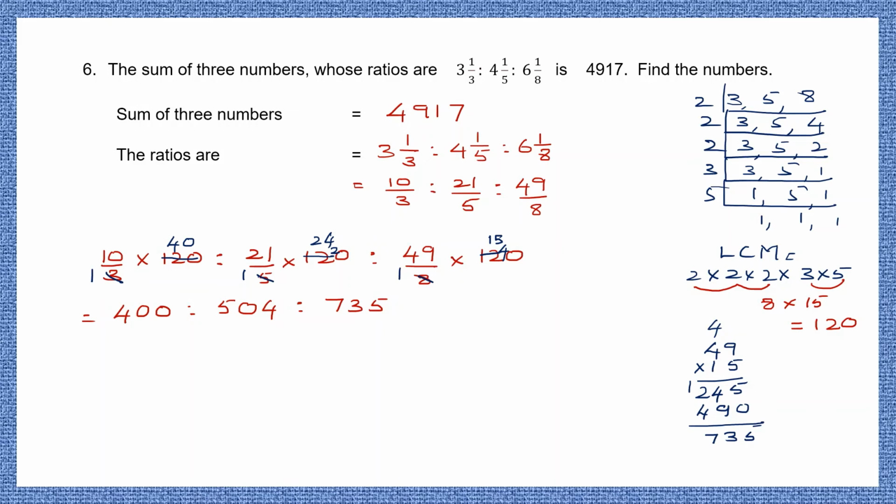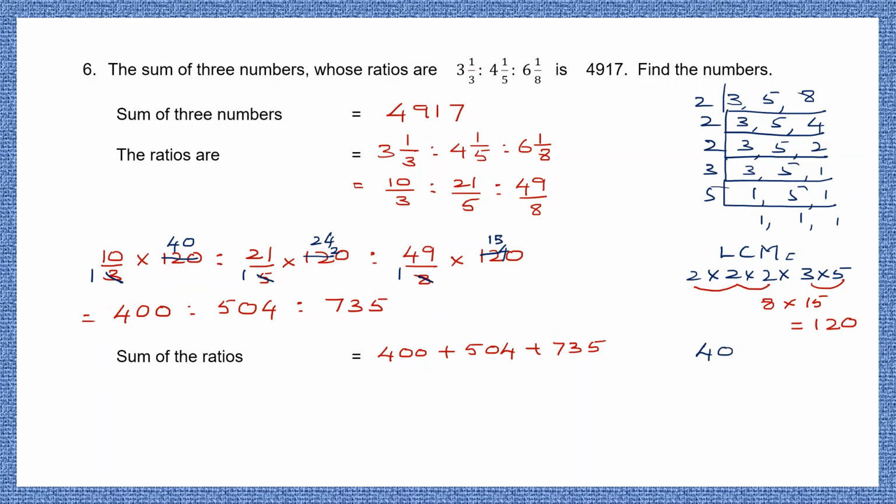Now we need to carry on with our steps to find out the initial 3 numbers. So we have to find the sum of these ratios, that is 400 plus 504 plus 735. So let's add that up. 4 plus 5 is 9. I have 3. Again 4 plus 5 is 9. 9 plus 7 is 16. So I have got 1639. So this is the sum of the ratios, 1639.